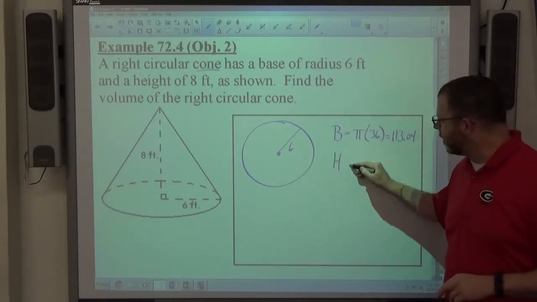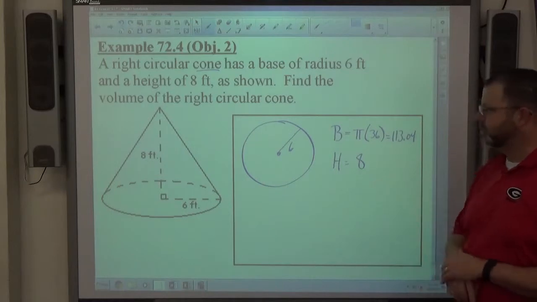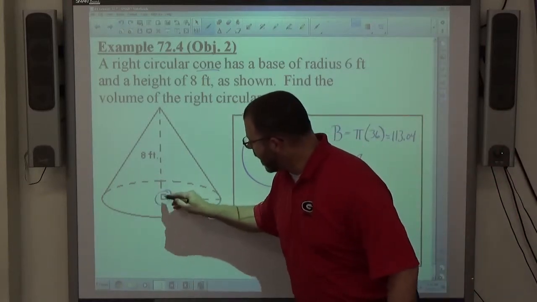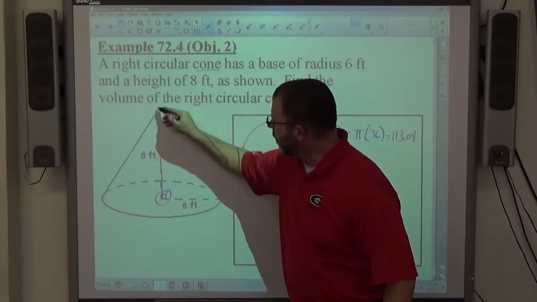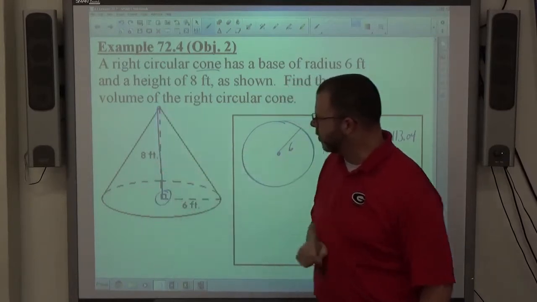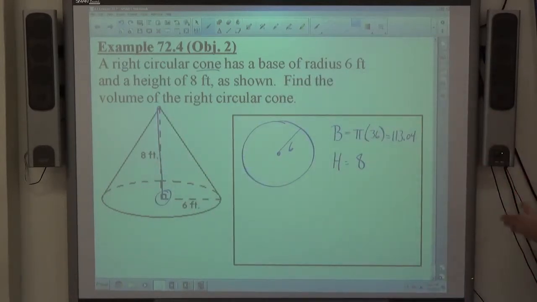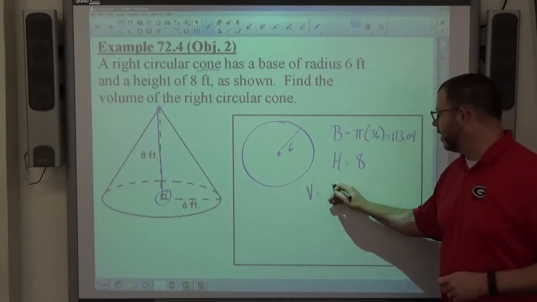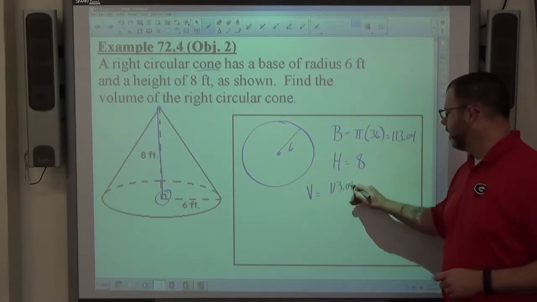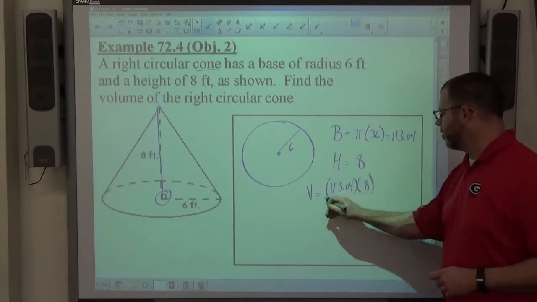The height of this is 8. Again, I find the right angle and I see the segment going up to the tip top of this cone. So 8 feet is the height. So once again, B and H known very easily. Volume formula is B times H divided by 3.